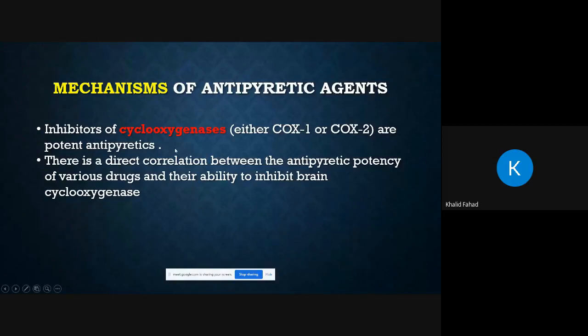The cyclooxygenases produce prostaglandin E2, which has receptors in the hypothalamic set point. So once prostaglandin E2 binds to the hypothalamic set point, it raises the temperature. If we block the synthesis of prostaglandin E2, how? By blocking the cyclooxygenase, COX-1 or COX-2, it decreases the synthesis of prostaglandin E2 and thus resets the hypothalamic set point to normal.